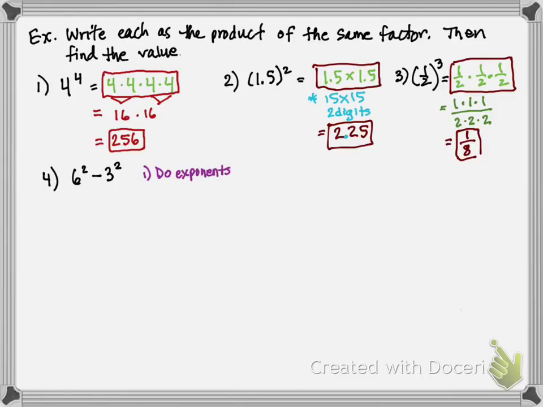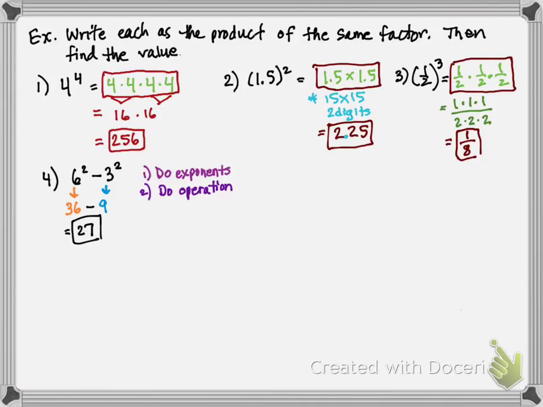These 2 perfect squares you should know how to get. So we've got 6 squared is 6 times 6, or 36. We still have the minus. And then we have 3 squared. 3 times 3 is 9. Now that I've done that, I'm going to go ahead and do the operation. When I take 36 and subtract 9 from it, I get 27. So that's the answer to that.